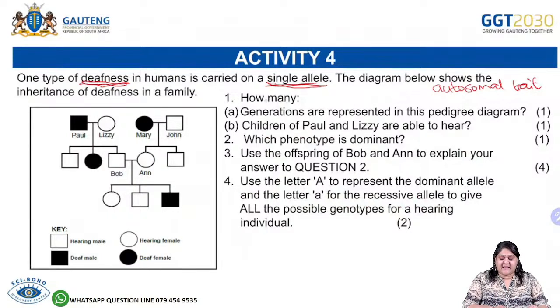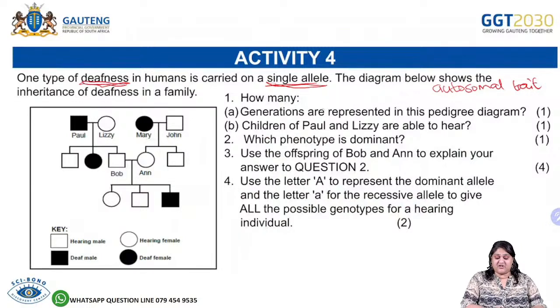So in this instance, how many generations are represented? So, sorry, one more thing. They don't tell you here, because they don't give you the allele, you also don't know which one is dominant and which one is recessive. Is hearing dominant, or is being able to hear dominant? We don't know. But the information in this pedigree diagram is going to guide you. But let's first answer the questions one by one.